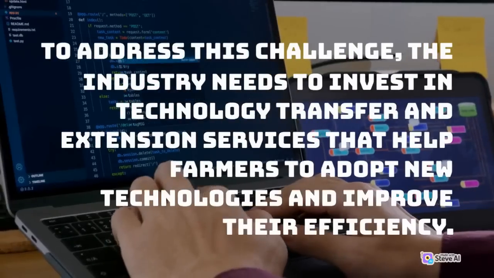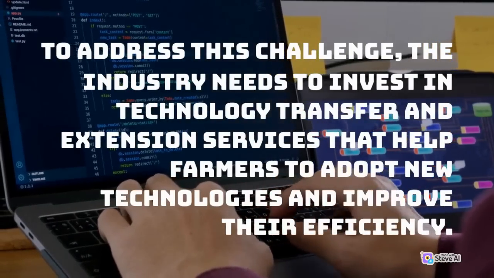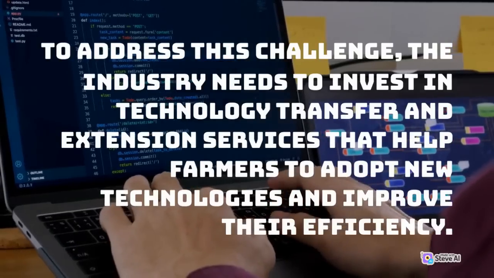To address this challenge, the industry needs to invest in technology transfer and extension services that help farmers to adopt new technologies and improve their efficiency.